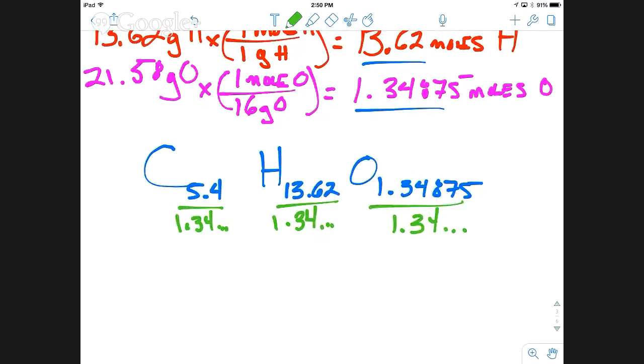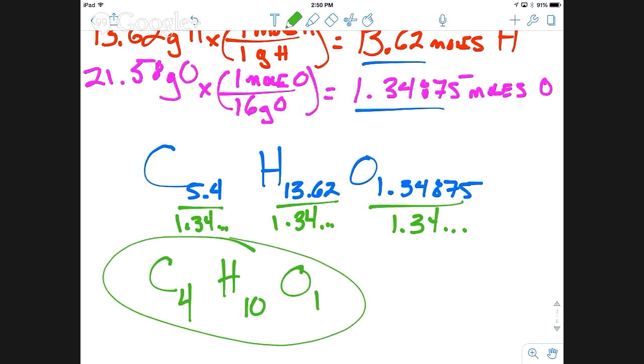So let's see, 5.4 divided by 1.34875 is 4.00370. Pretty darn close to 4. For H, 13.62 divided by 1.34875, I'm coming up with a number that is pretty darn close to 10. And then O, that's going to be 1. So C4H10O. That is my empirical formula.